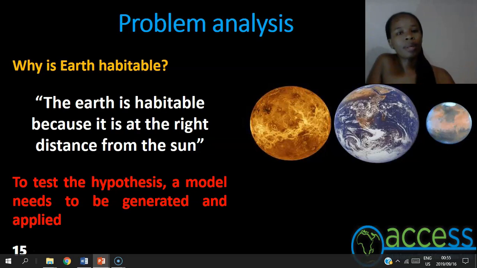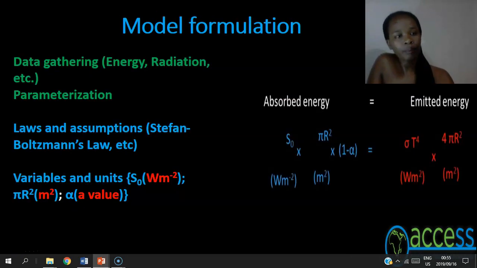Now we go to a more scientific problem analysis. In this case, we have our step 1, which is to identify your real world problem, which is why Earth is so habitable. A hypothesis was projected that says Earth is habitable because it is the right distance from the sun. But to test this hypothesis, a model needs to be generated and applied in order to validate it. And our step 2 is model development. The data was gathered, the energy, the radiation, and parameterization, which is the process of deciding and defining the parameters that you will need to complete your model.